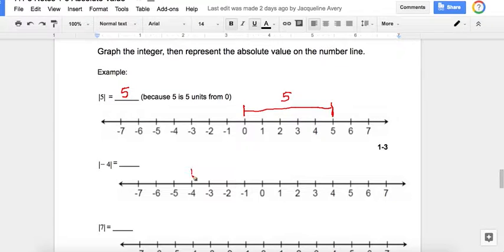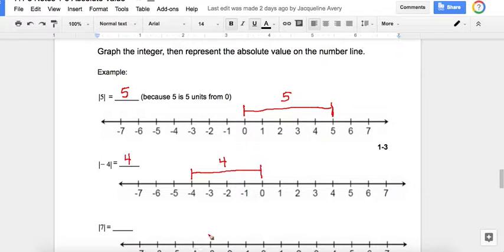So I'm going to mark negative 4. Absolute value is the distance from 0. So I'm going to stop at 0. How far is that away? That's correct, 4. So the absolute value of negative 4 is 4.